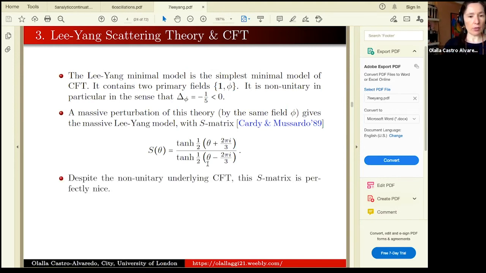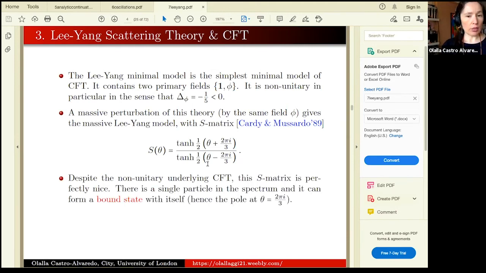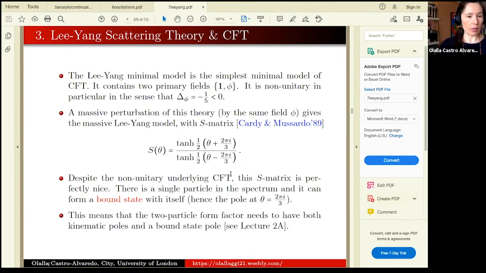This scattering matrix has a pole at 2 pi over 3, and this can be interpreted as the formation of a bound state. So this particle can form a bound state with itself, in some sense. The CFT underlying this is non-unitary, so you would expect some problems, but actually this S matrix is perfectly nice, perfectly well defined. So this is a model that is frequently studied in integrable quantum field theory. By the way, this S matrix is very similar to the one in sine-Gordon as well.